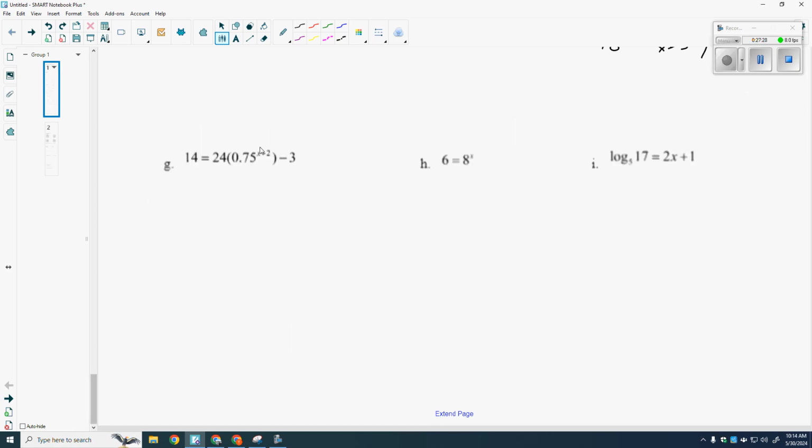Letter G. My goal, get that mess by itself so I can repeat what I just did up there. So think of this as 24x minus 3. My first step, add 3 to both sides. I'm going to skip steps because we're in Algebra 2, not Algebra 1. I'm going to divide by 24, and I get 0.75 raised to the x plus 2 power. All right, do what I just did up above.